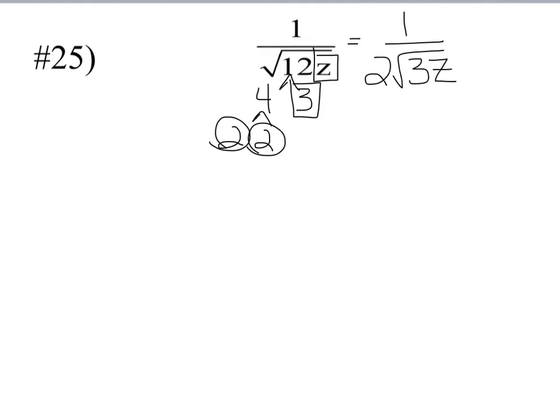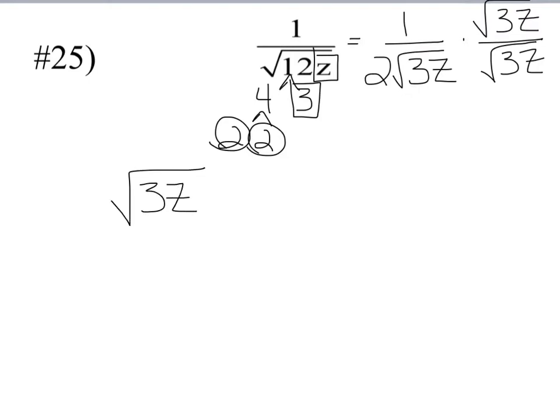So when I go to figure out what I need to multiply by, ignore the 2. You only want to multiply by the radical. So it's going to be radical 3z over radical 3z. When I go to multiply these together, I say 1 times square root of 3z, which is just the square root of 3z, over 2 times the square root of 3z times 3z is 9z squared.